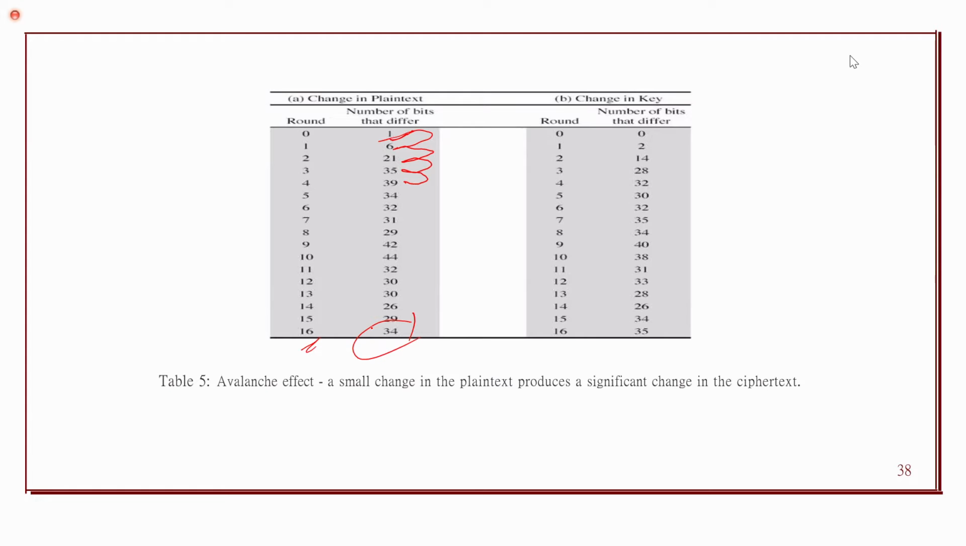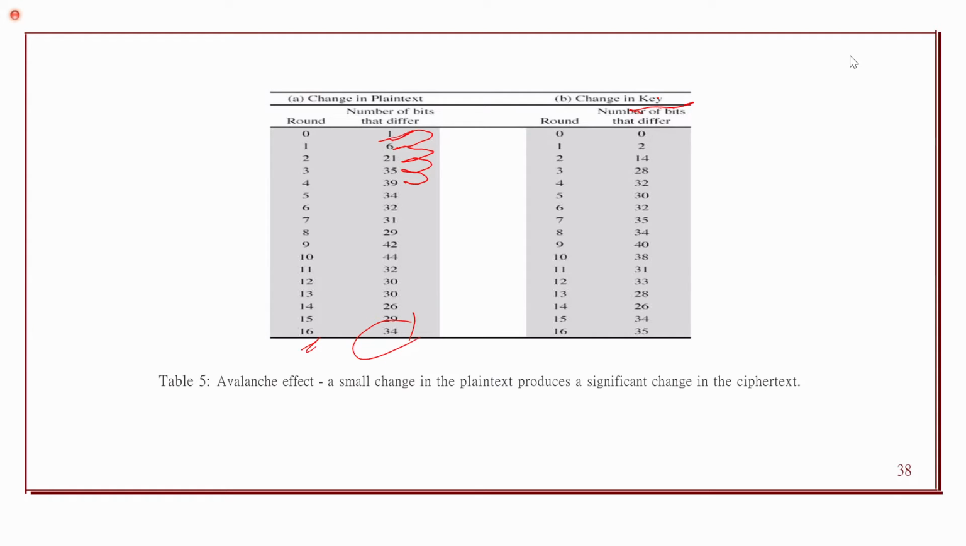Not only in the plain text, sometimes a change in the key also. The key also has a length of 56 bits. So if a single bit modification is there, then it will be modified.